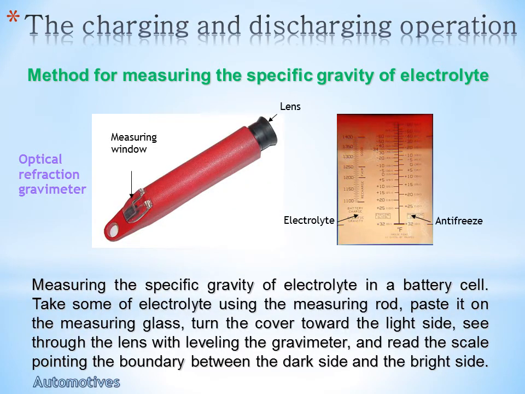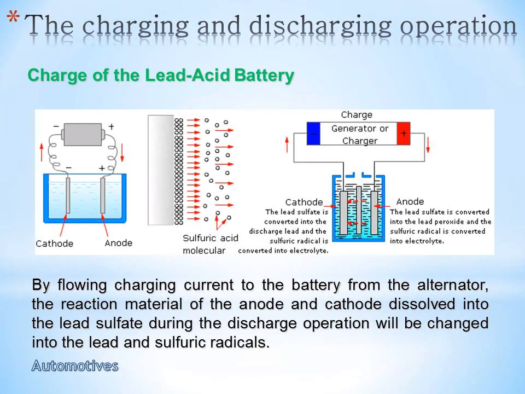The structure of the lead acid battery. How to measure the specific gravity of electrolyte. Measuring the specific gravity of electrolyte in a battery cell. Take some of electrolyte using the measuring rod, paste it on the measuring glass, turn the cover toward the light side. See through the lens with leveling the gravimeter, and read the scale pointing the boundary between the dark side and the bright side.